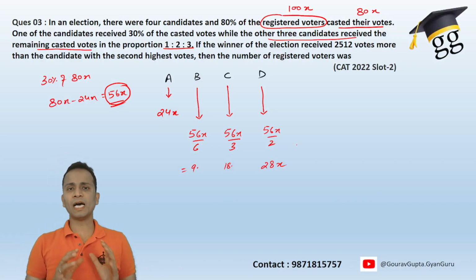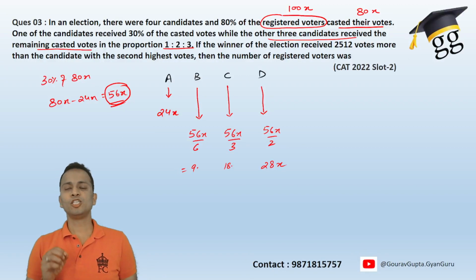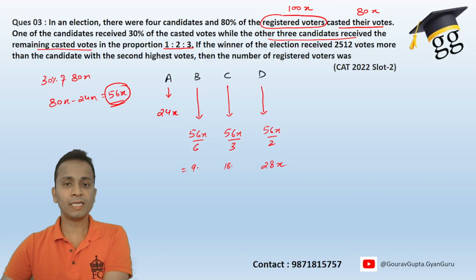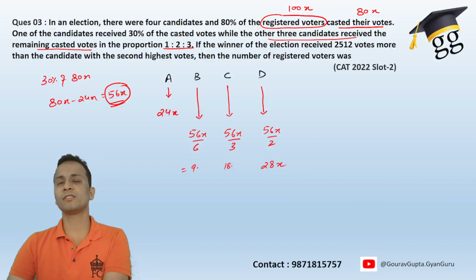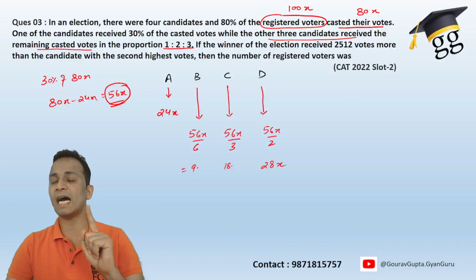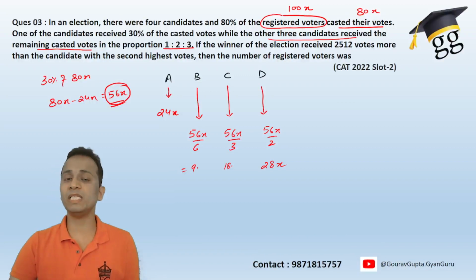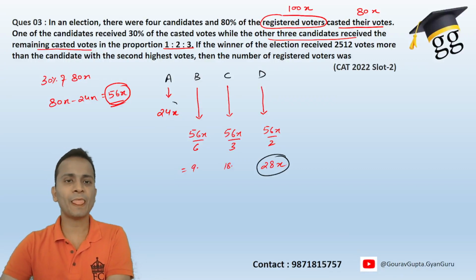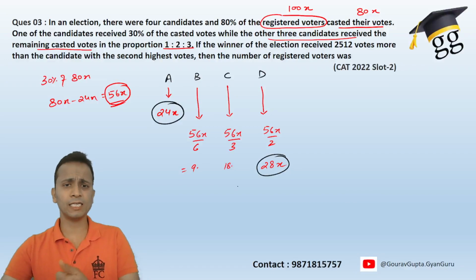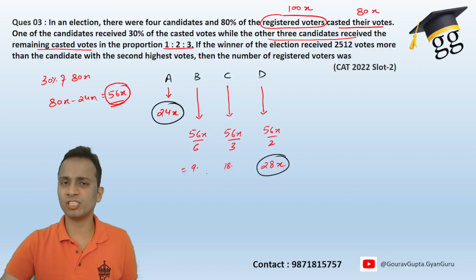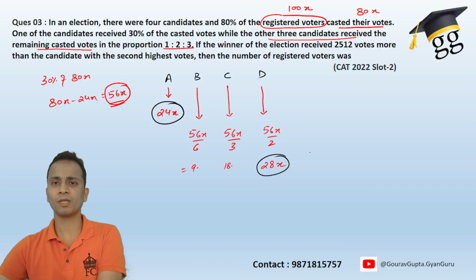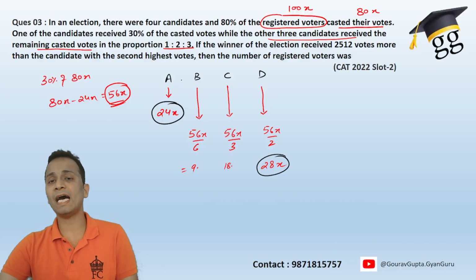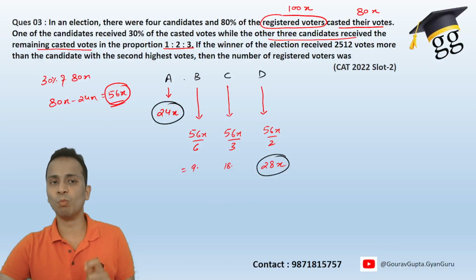Okay. Now if the winner of the election received 2,512 votes more than the candidate with the second highest votes. Now let's find out the 2 candidates, one with highest number of votes and other one with the second highest number of votes. So 28x is definitely the highest and 24x is the second highest. The others are 18 point something x and 9 point something x. Obviously, these two are lower values. Okay, so we know that D has won the election, or D has got 2,512 votes more than A.